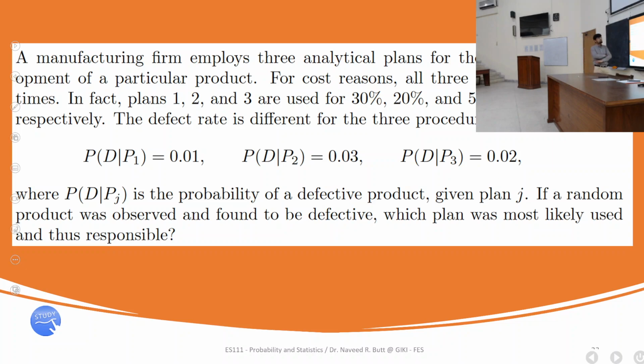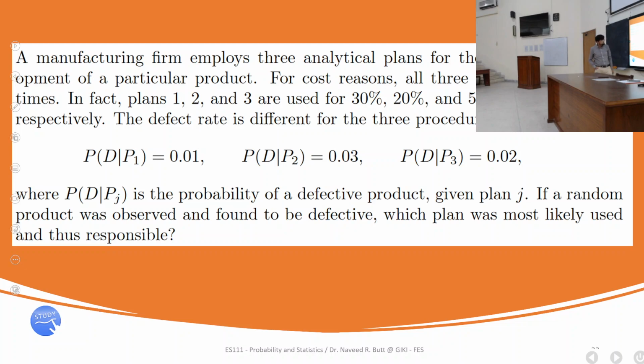First you have to understand what it's saying. So what is this? You can make something, let's say a product. There are three different ways of making it, and we'll call them plan 1, 2 and 3. Firstly, the company produces 30% of its products using plan 1, 20% of the products using plan 2, and so on. The defect rate, what does this read?